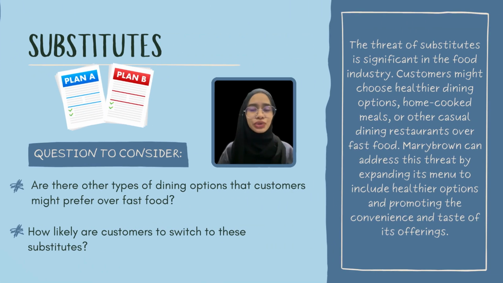How about substitutes? Are there other types of dining options that customers might prefer over fast food? The threat of substitutes is significant in the food industry. Customers might choose healthier dining options such as home-cooked meals or other casual dining restaurants over fast food. Second, how likely are customers to switch to this substitute? Marybrown can address this threat by expanding their menus to include healthier options and promoting the convenience and taste of its offering.